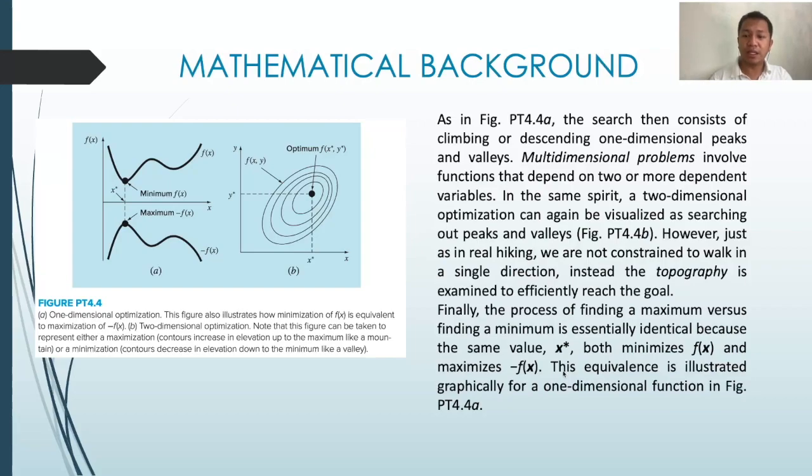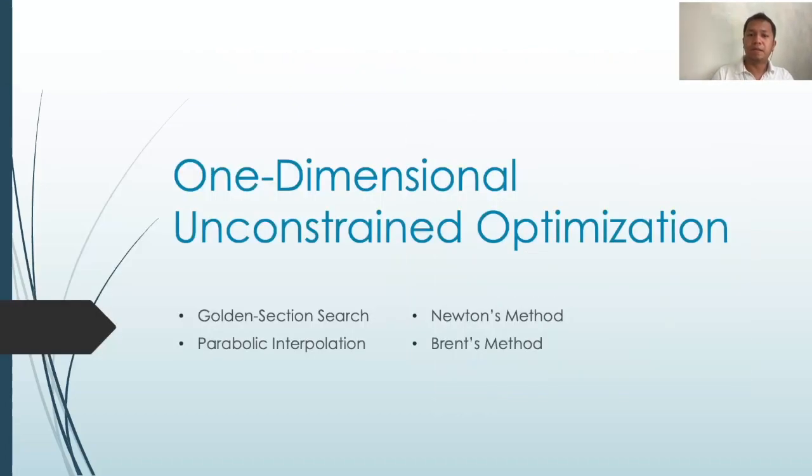So this equivalence is illustrated or graphically seen in the picture. That's letter A. All right, so these are the one-dimensional unconstrained optimization. As of the moment, I will be explaining the golden section search and the parabolic interpolation, and my co-reporter will be explaining Newton's method and Brent's method.